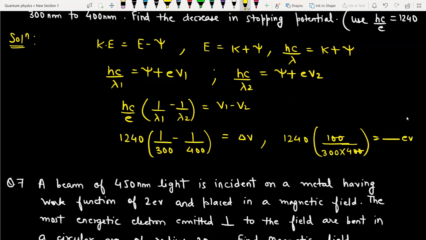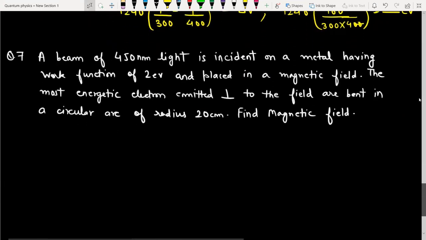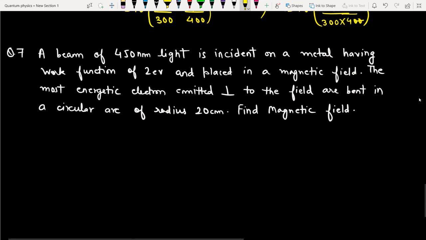Let us move on to the next problem, which will be the last problem, and it's an interesting one. Since a magnetic field is involved, you have to mix your knowledge of the photoelectric effect with your knowledge of magnetism. In this question, a beam of 450 nanometers light is incident on a metal having work function 2 electron volts and placed in a magnetic field. The most energetic electrons emitted perpendicular to the field are bent in a circular arc of radius 20 centimeters. You have to find the magnetic field.